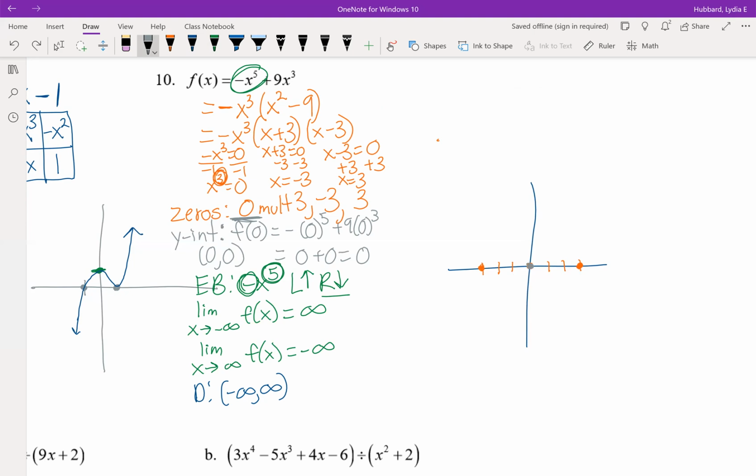And then our left side is starting up. So it's starting up, it's coming through that -3. There's no multiplicity there, so it's just going to come straight through.